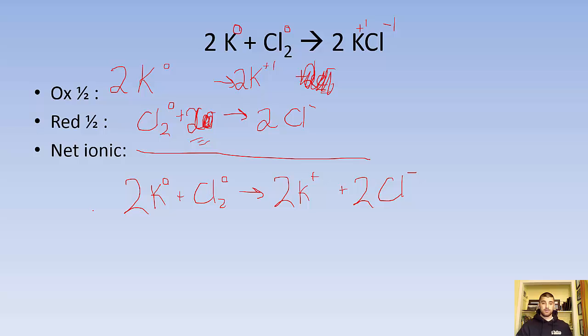So now I can check. I got 2K on the left, 2K on the right, 2 chlorines on the left, and 2 chlorides on the right. So that's good. Now let me check charge. On the left side, I got 0 overall, and on the right side, I got positive 2 and minus 2, so that gives me 0 overall over there too. So that's done.